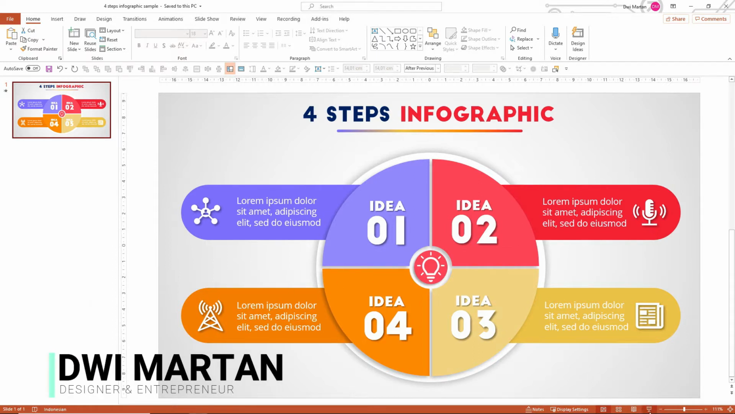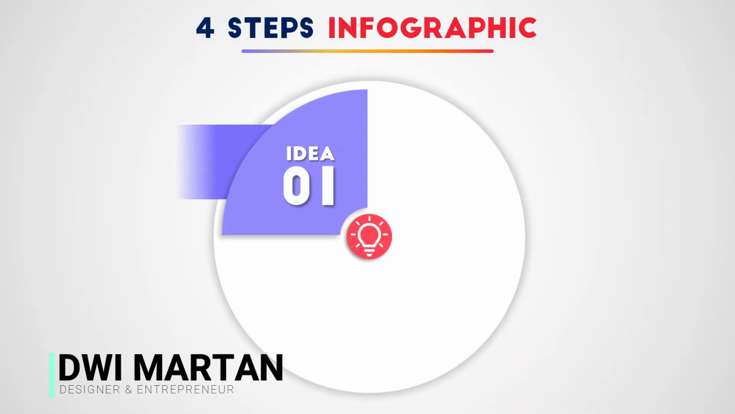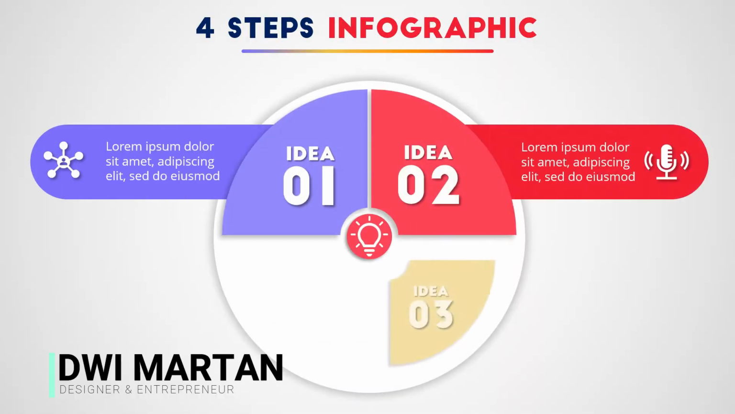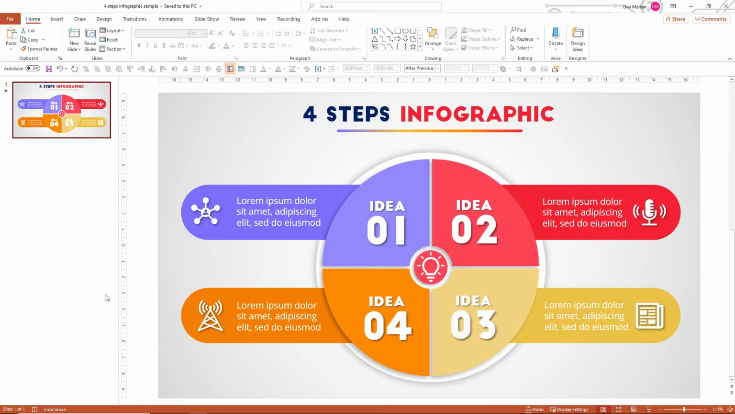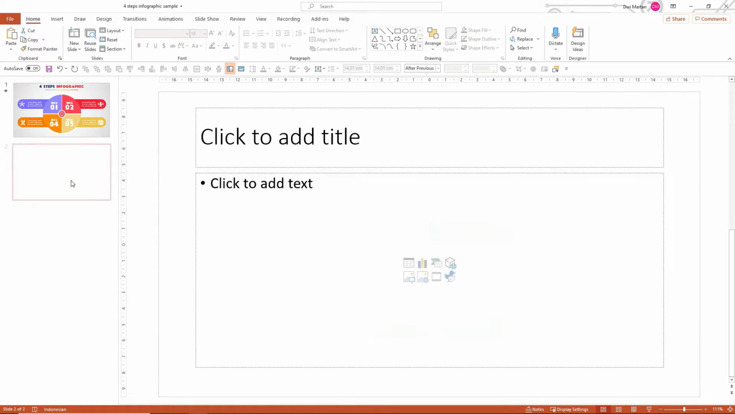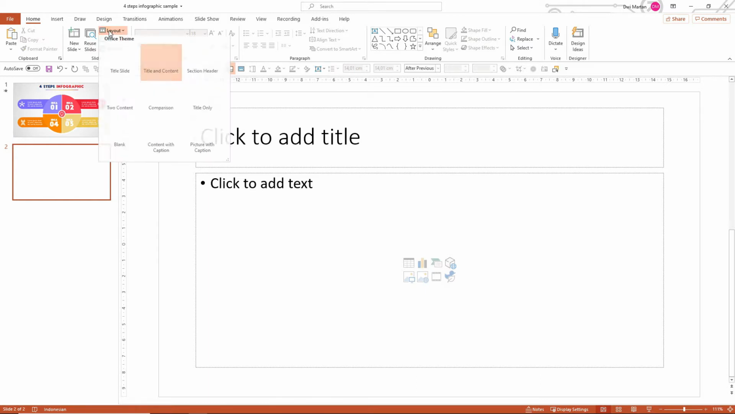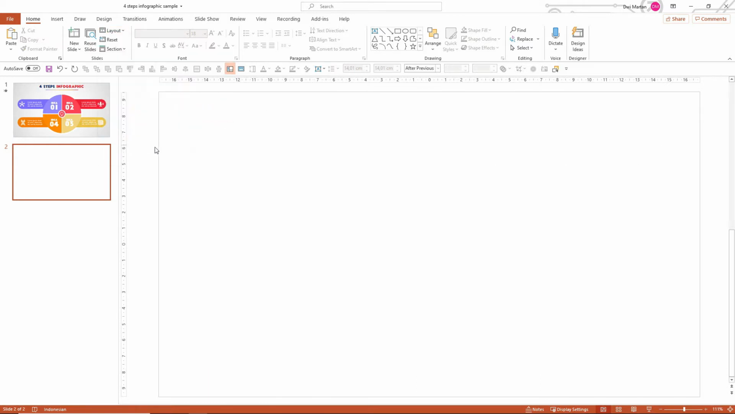In today's video, I'm gonna show you how to create this 4 steps infographic with simple animation in PowerPoint. Now let's start by creating a new slide and then let's make it blank. After that, let's create a background slide.